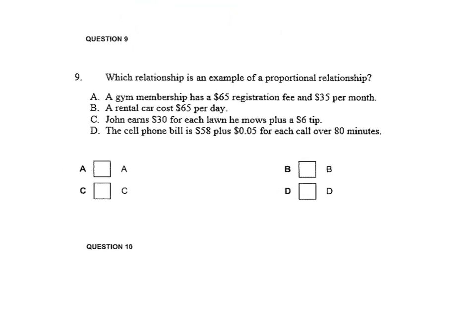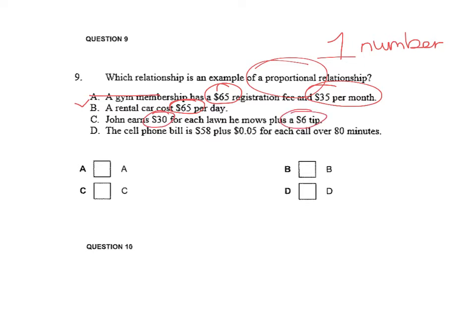Which relationship is an example of a proportional relationship? So if it's an equation, we're looking for one number. A gym membership has a $65 registration fee and $35 per month. That's got 2 numbers, not proportional. B, a rental car costs $65 per day. That has 1 number, so maybe. John earns $30 for each lawn he mows plus a $6 tip, 2 numbers. The cell phone bill is $58 plus 5 cents for each call over 80 minutes.